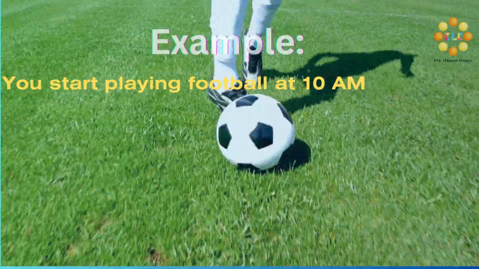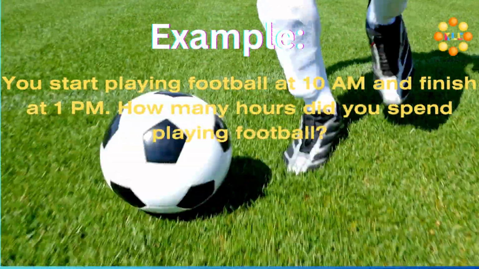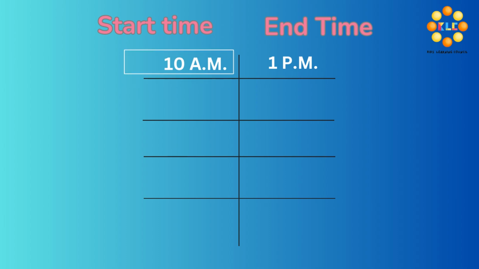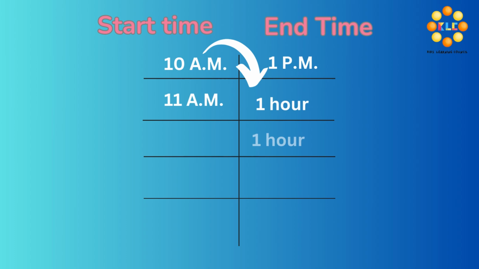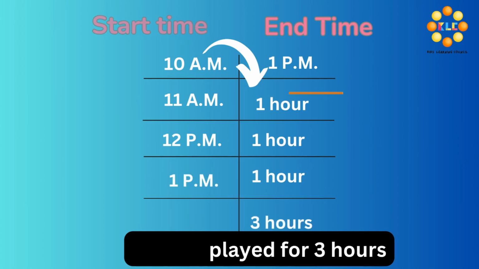You start playing football at 10 a.m. and finish at 1 p.m. How many hours did you spend playing football? So, at first, we need to draw a T-chart representing starting and ending time in the top row. Here, you need to notice one thing, that our start time is currently an o'clock time. That is an ideal situation, as you can simply keep adding the hours to the right side of the chart until you reach your required ending time on the left side. So, we found out that you spent 3 hours playing football.